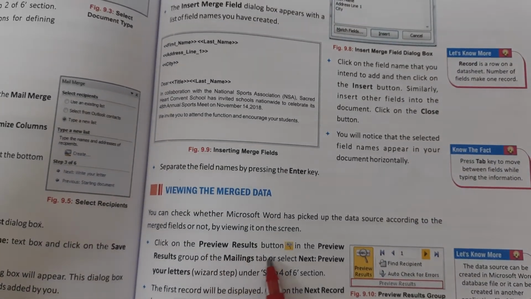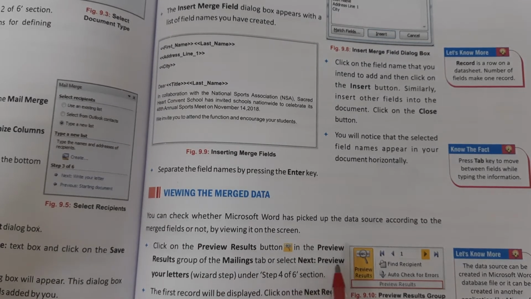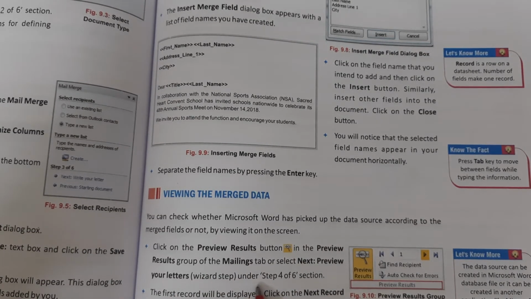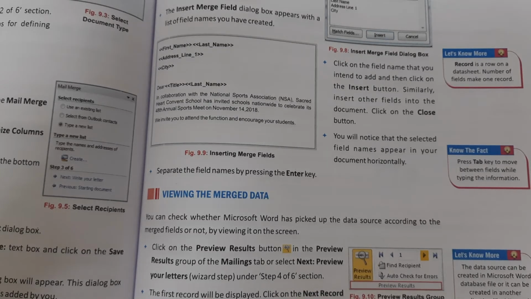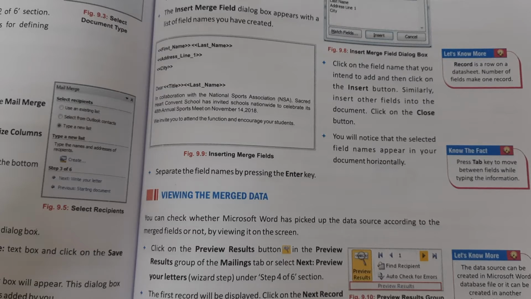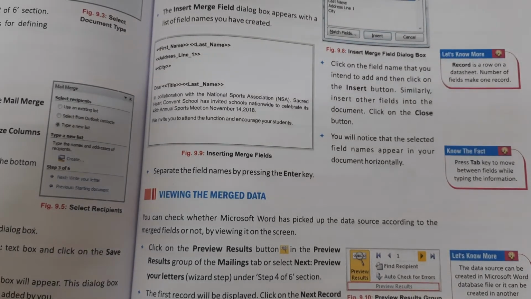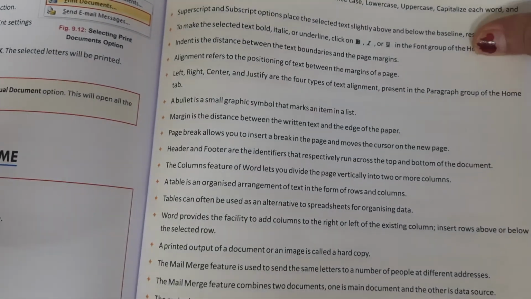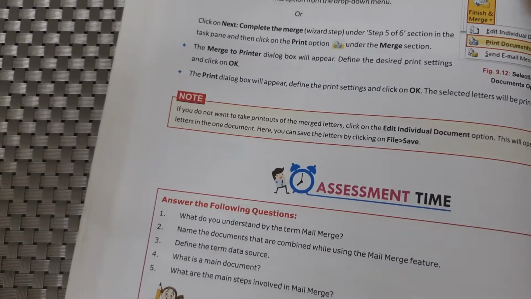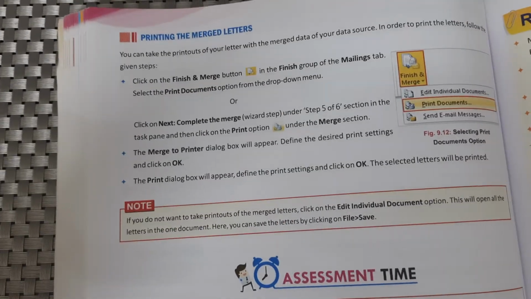Click on the Preview Result button in the Preview Result group of the Mailings tab or select Next Preview your letters under step 4 of 6 section. The first record will be displayed. Click on the Next Record button in the Preview Result group to view the next record of the data source. Okay. This also you will do as exercises practically, then you will be able to understand much better.